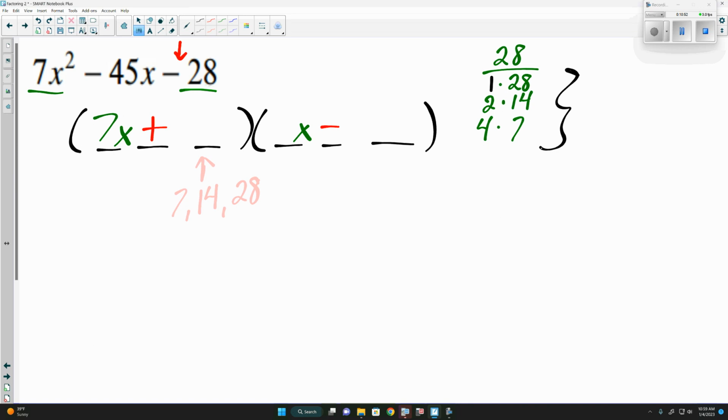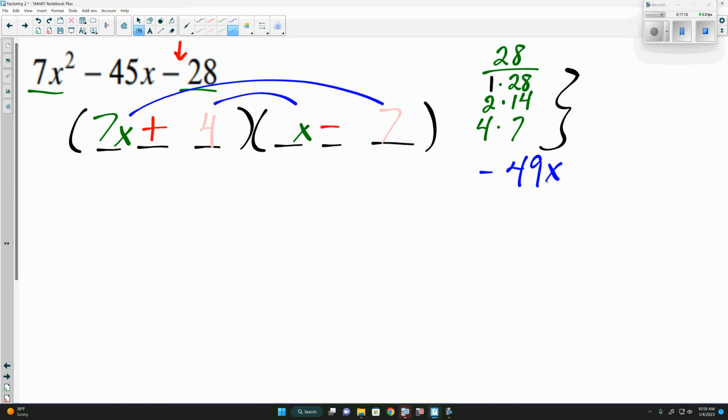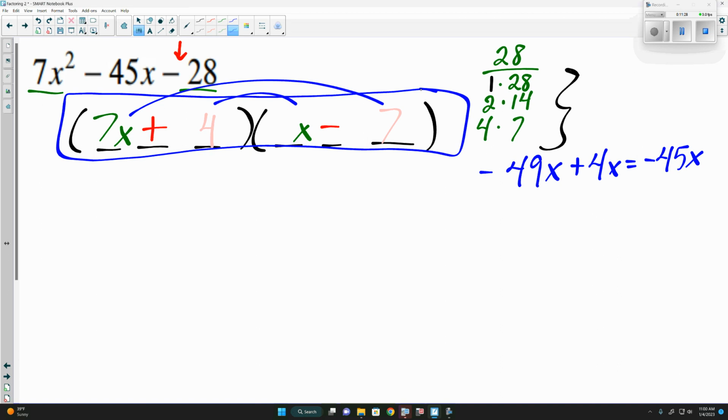So if we wanted to use 4 and 7, this would have to be 4, and this would have to be 7. And we can check this here. 7x times negative 7 is negative. Positive 4 times x is plus. Is negative 45x what we wanted? So these here are the correct factors.